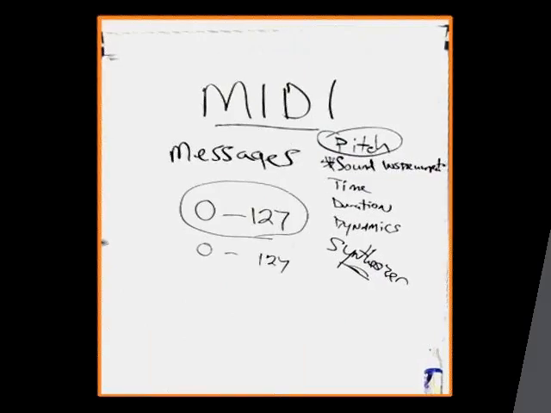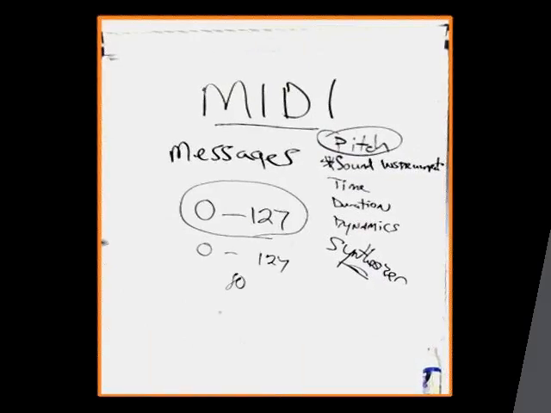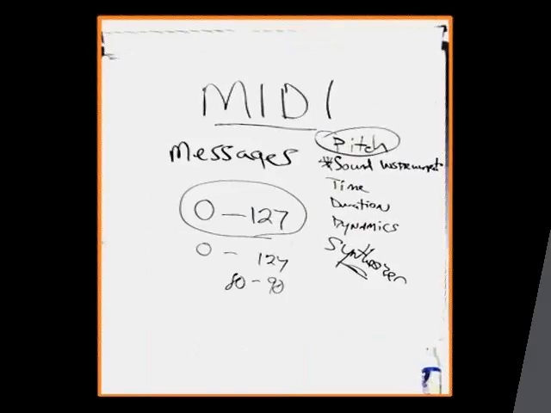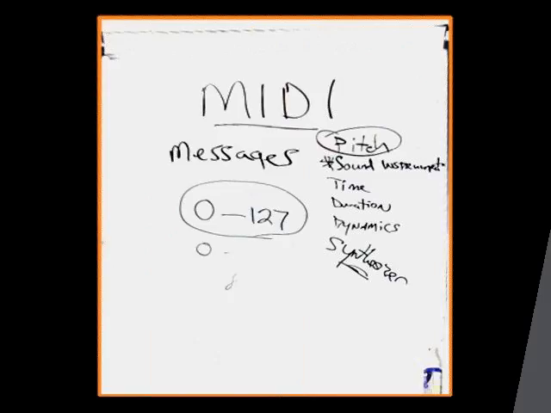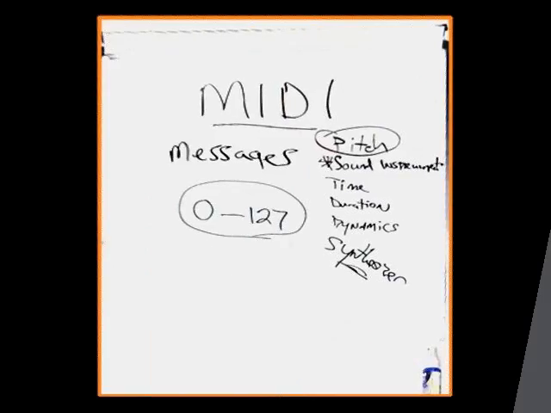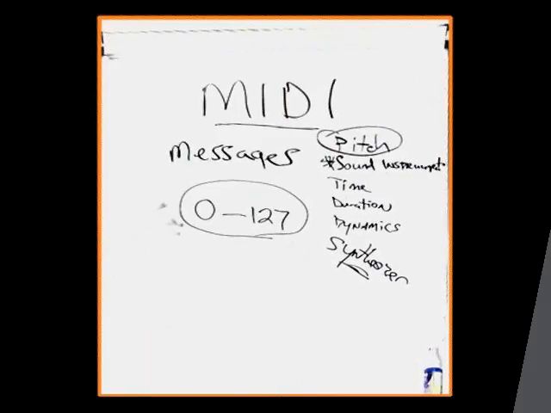If I want something to be louder, I can make it 80, and if I want it to be louder than that, I can send the message, well, let's make it 90. So by changing these numbers, I change the information. But all the numbers are in ranges from 0 to 127. The reason that's important is because I want you to understand that this has to be based on bit technology.